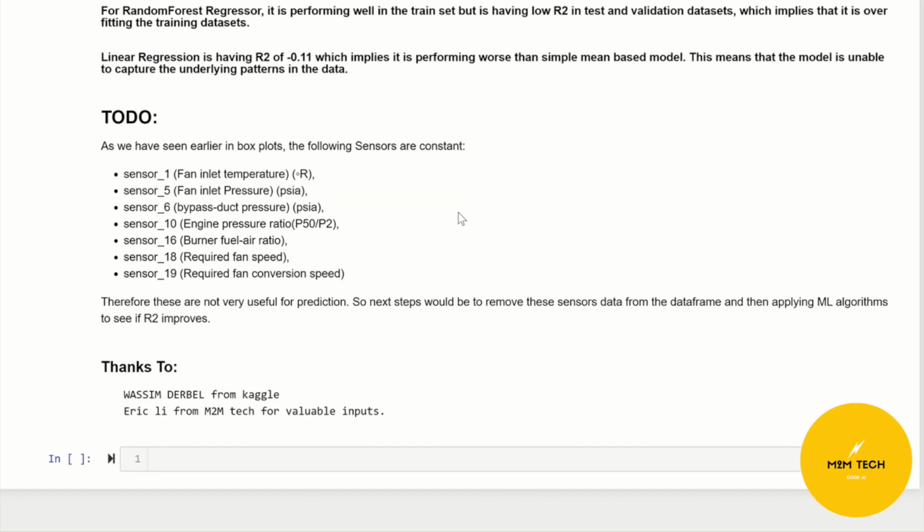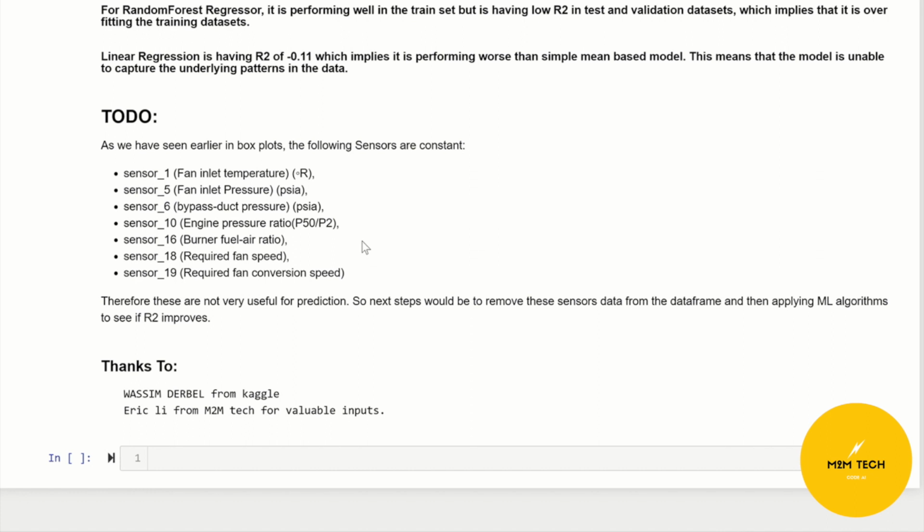So, how we can improve the model: we have seen that the data from these sensors, sensor 1, sensor 5, 6, 10, 16, 18, and 19, is not changing. So it remains constant for all the runs, which means that they are not very useful for our prediction. So the next steps would be to remove these sensor data from our data frame, and then try applying the ML algorithms to see if the efficiency improves.